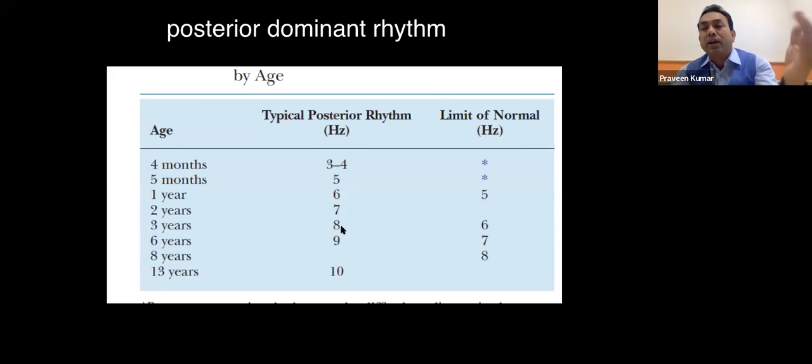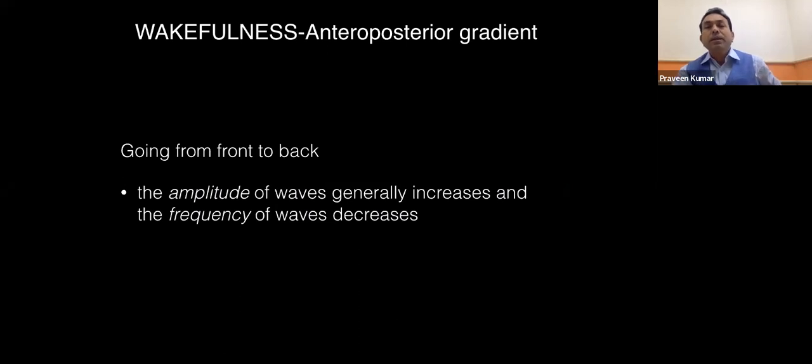That's why we call it the alpha rhythm, but it may not be in the alpha range, especially if you're seeing a child of 1 year. It can be normal. But if you're looking at a child of 8 years and you're finding a waveform in the posterior of 5 hertz, that is maybe abnormal on that side. So we talked about the anterior posterior gradient.